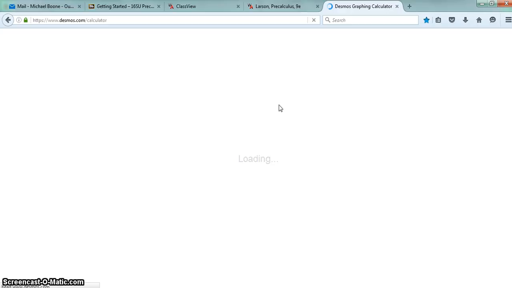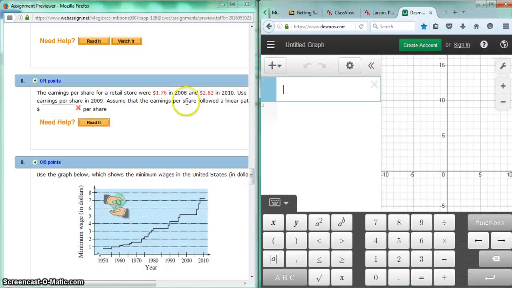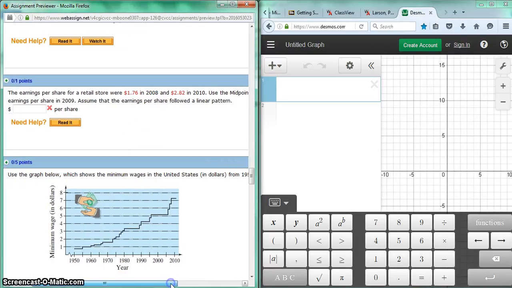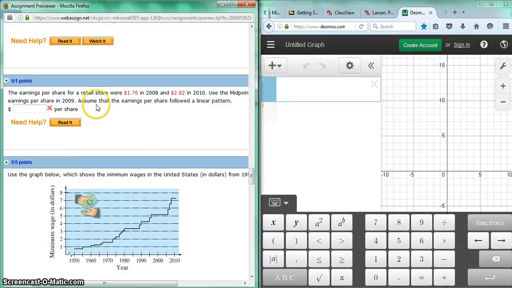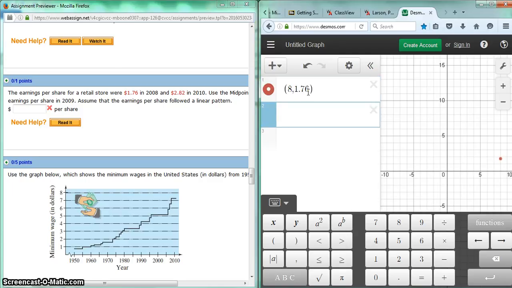I am a fan of always making the time the x value. They actually give us some directions on this: assume that the earnings per share follow a linear pattern. So if I had the choice, I would say that we have a couple points. I'm going to say the year was 2008, and it was $1.76. And I also have another point that is 2010, and it was $2.82.